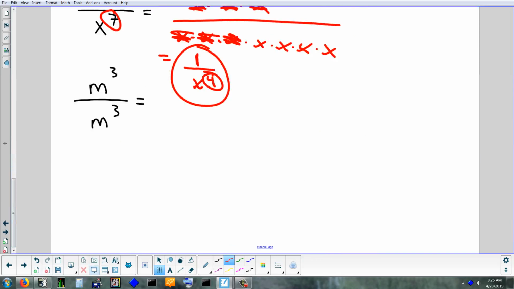Where are there more m's? Top or bottom? 4. 3. They're equal. All right, let's write it out and see what happens. M times m times m. What's the bottom? M times m times m.